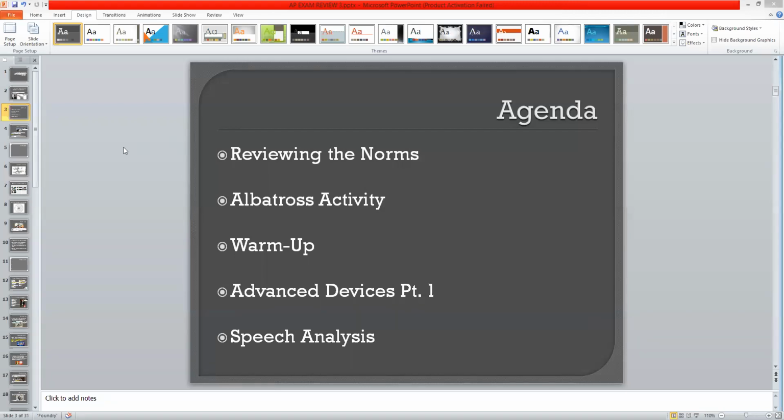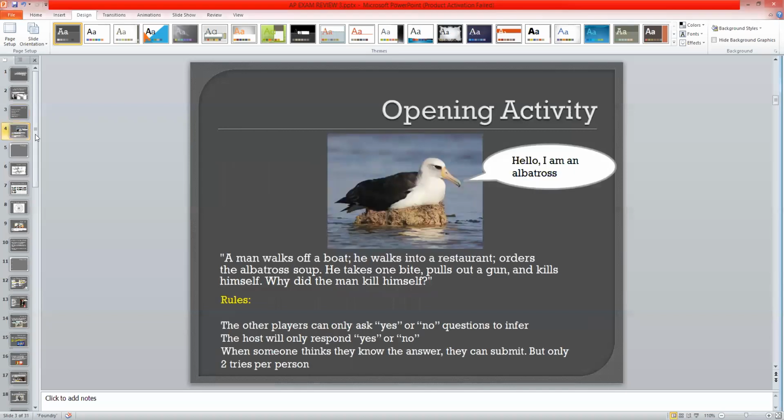So the first activity took a while to set up, but we'll see how it goes. It's okay if there's mess ups. It's more about the process rather than finding the answer altogether here. So the activity is called albatross soup. And if you don't know what an albatross is, it's basically this bird right here in front of you. Give you a little bit more context clue.